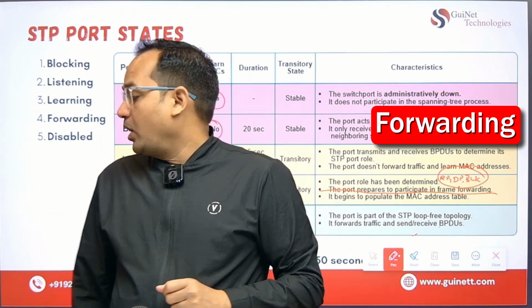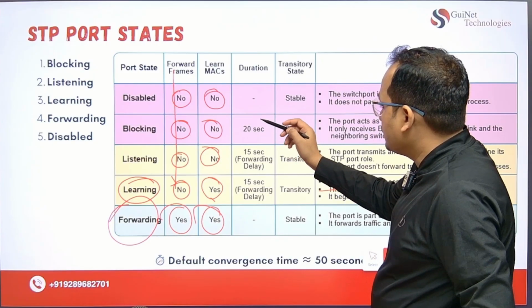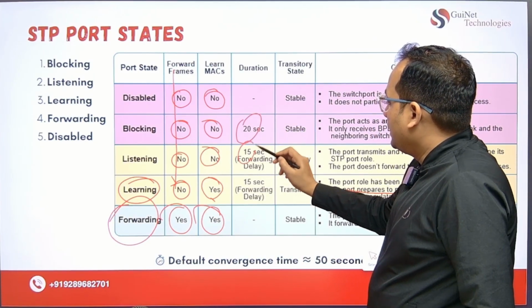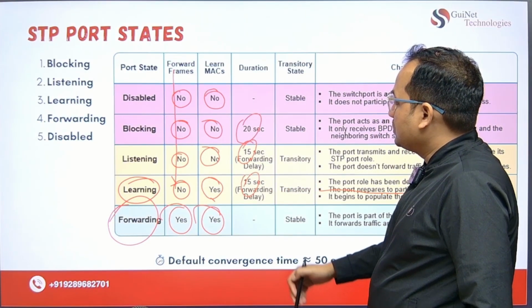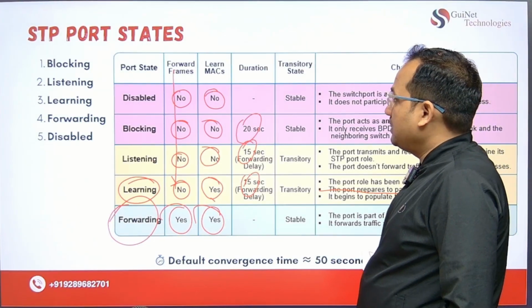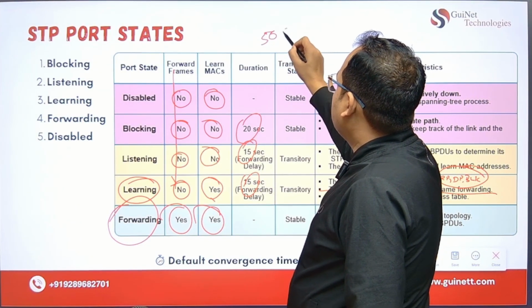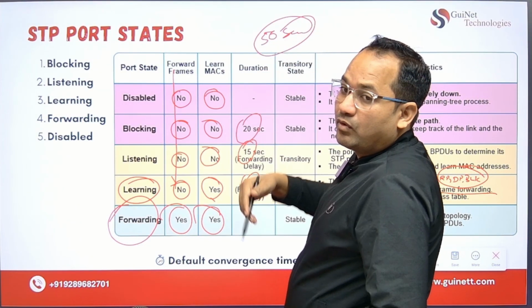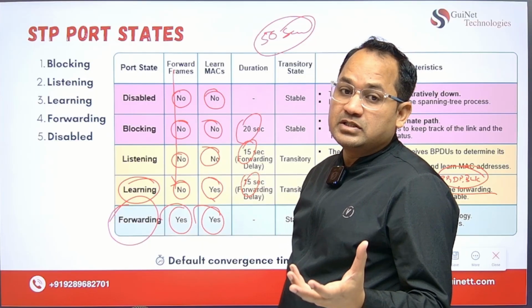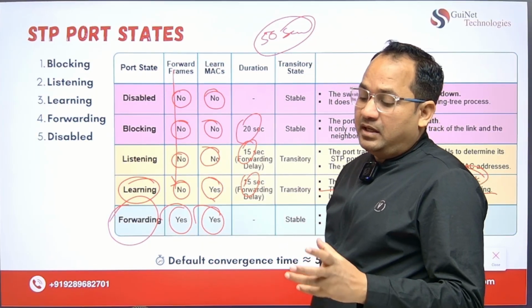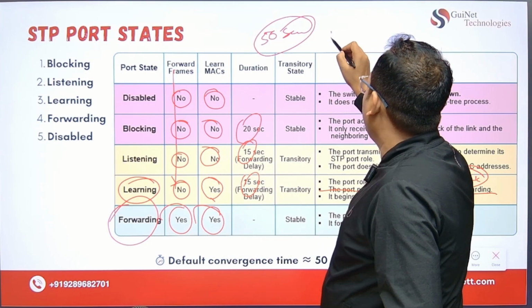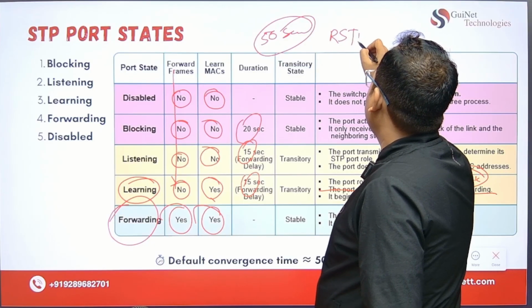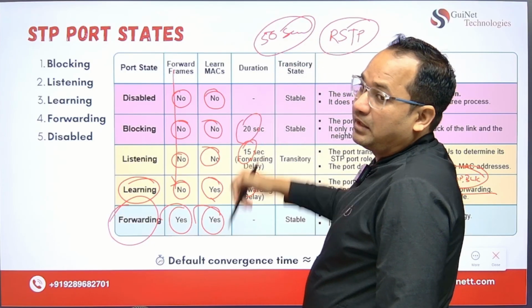So by default, how many seconds are you going to take to go from blocking to listening to learning to forwarding? By default, when you learn STP, it takes 50 seconds to forward the frame. It's very slow in STP. So STP is very slow. That's why we have the new protocol. It's RSTP, the Rapid Spanning Tree Protocol.